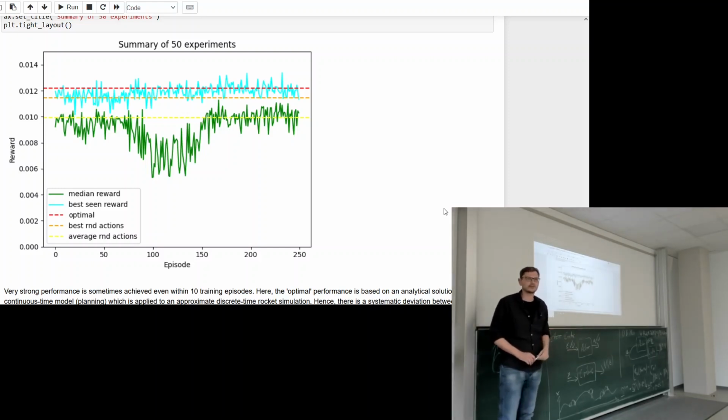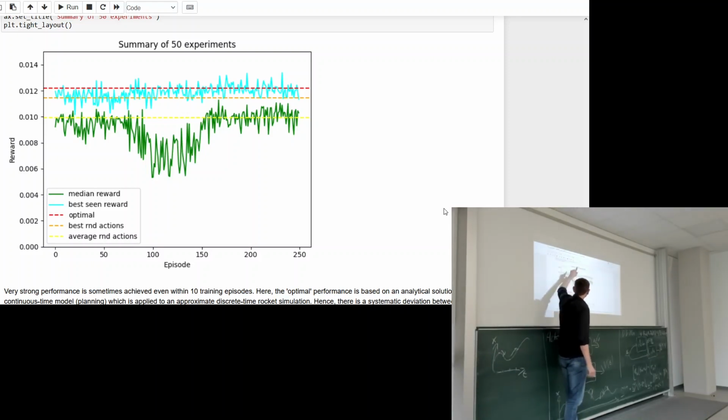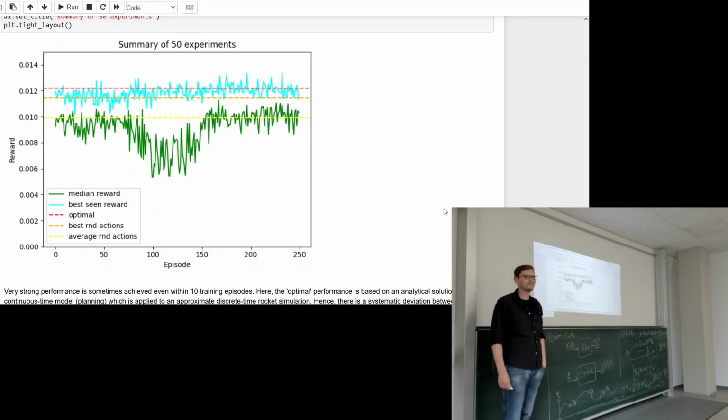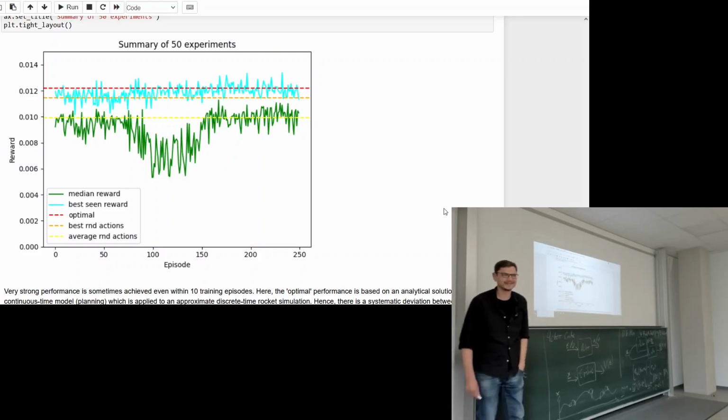It looks pretty good. But also here we see there are many episodes in the best seen reward that are actually better than the analytical optimum. How can this be? Does it make sense? No, it doesn't make sense. It really doesn't make sense.